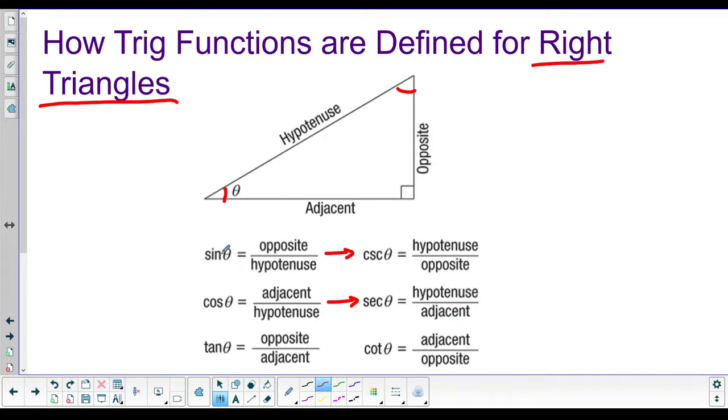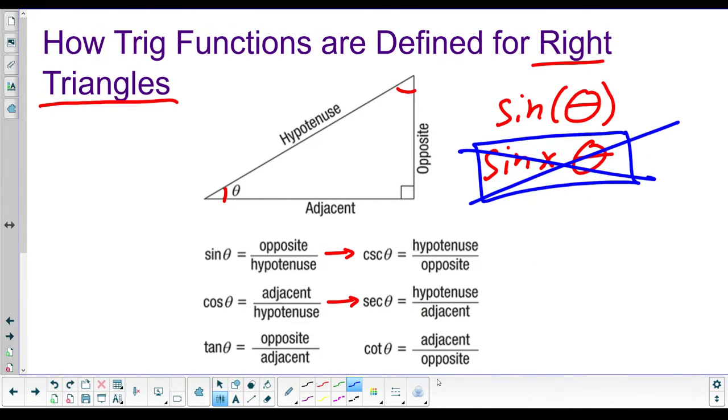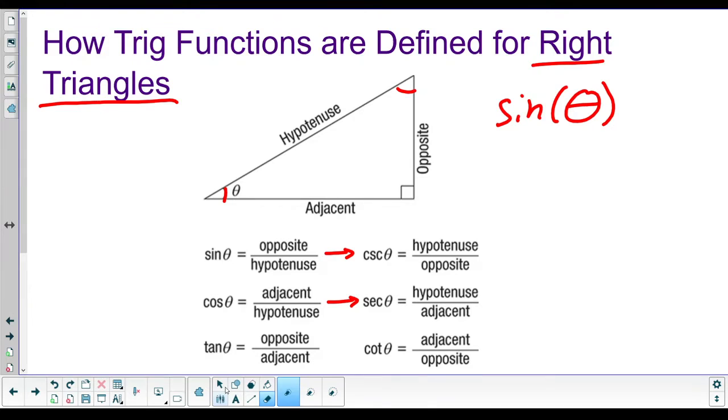So sine is opposite over hypotenuse. So let's just break this one down and then we'll run through the other 5 real fast. This is sine of theta. First of all, the theta is inside of the sine. It is not sine multiplied by theta. That's wrong and not what it is. You need to understand that the theta is inside of the sine.